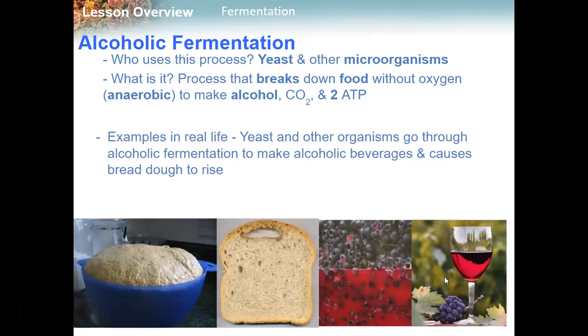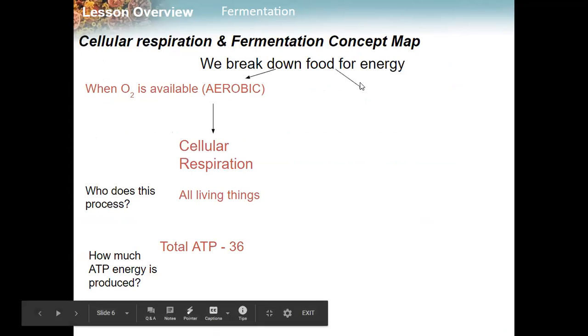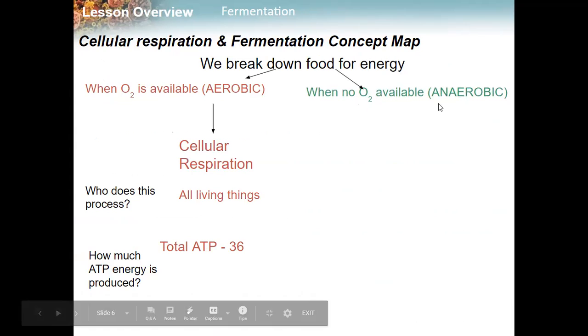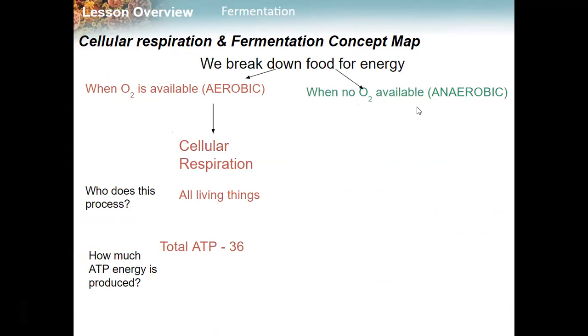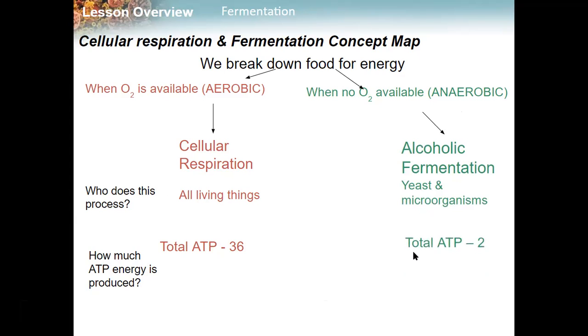So let's go to the second page of your notes, and let's go to the right side. When we break down our food for energy, but oxygen is not available, that's anaerobic. And one of the types of fermentation that occurs is called alcoholic fermentation. So drag and drop the words alcoholic fermentation in your notes to this section. Who does this process? Yeast and microorganisms or small organisms. And remember, when they do this, they do get ATP, but they only get 2 ATP. It's not a lot, but at least it's something. At least they're getting energy when they break down their food.